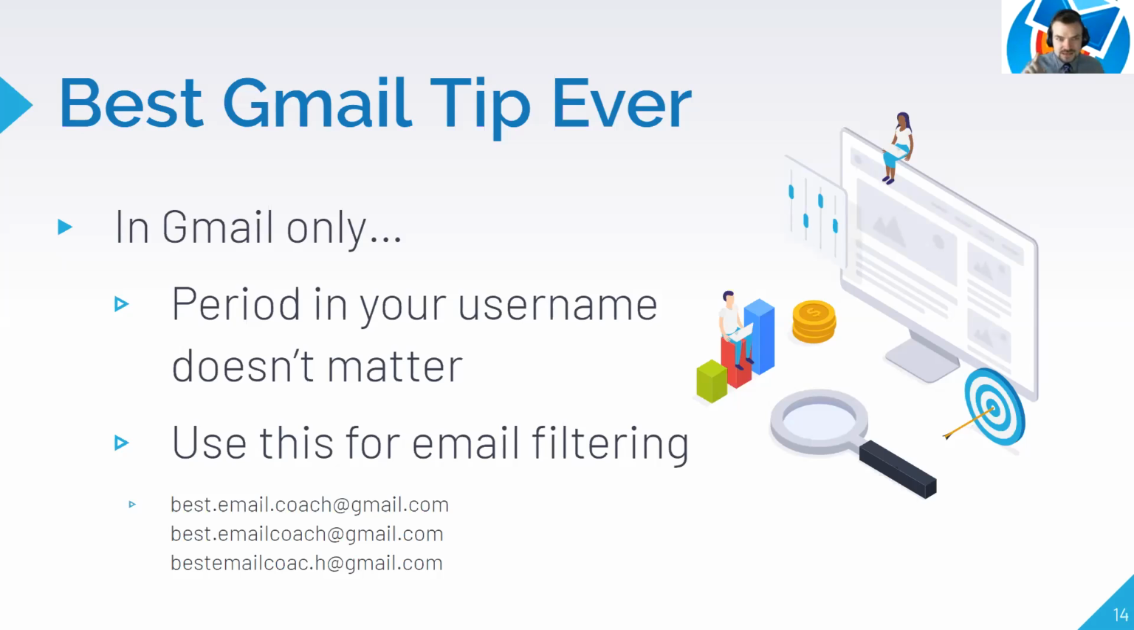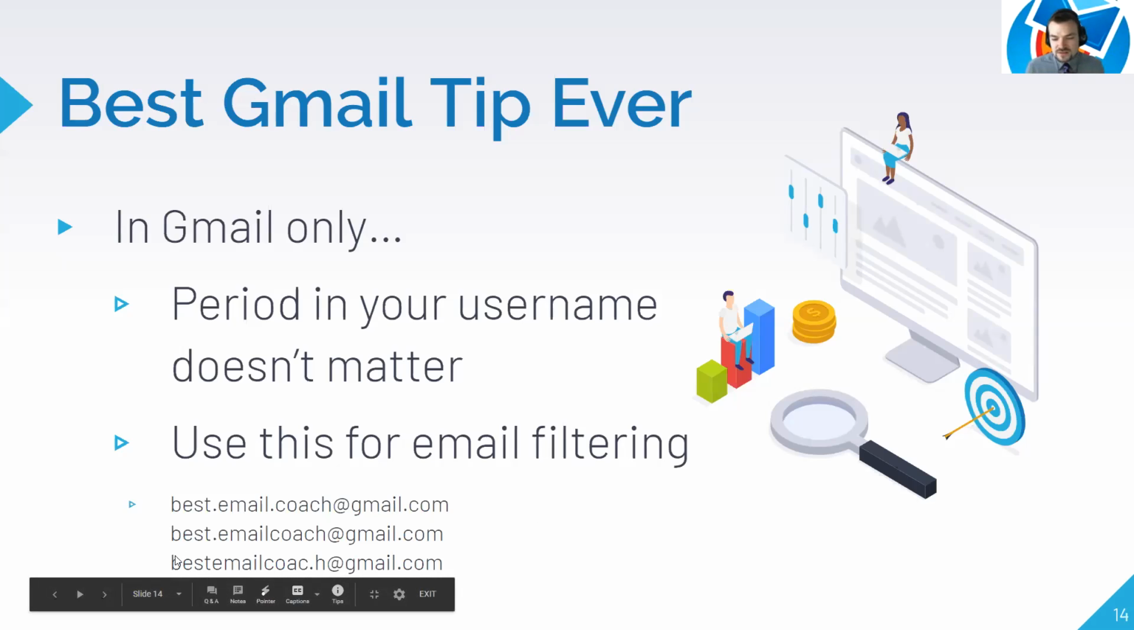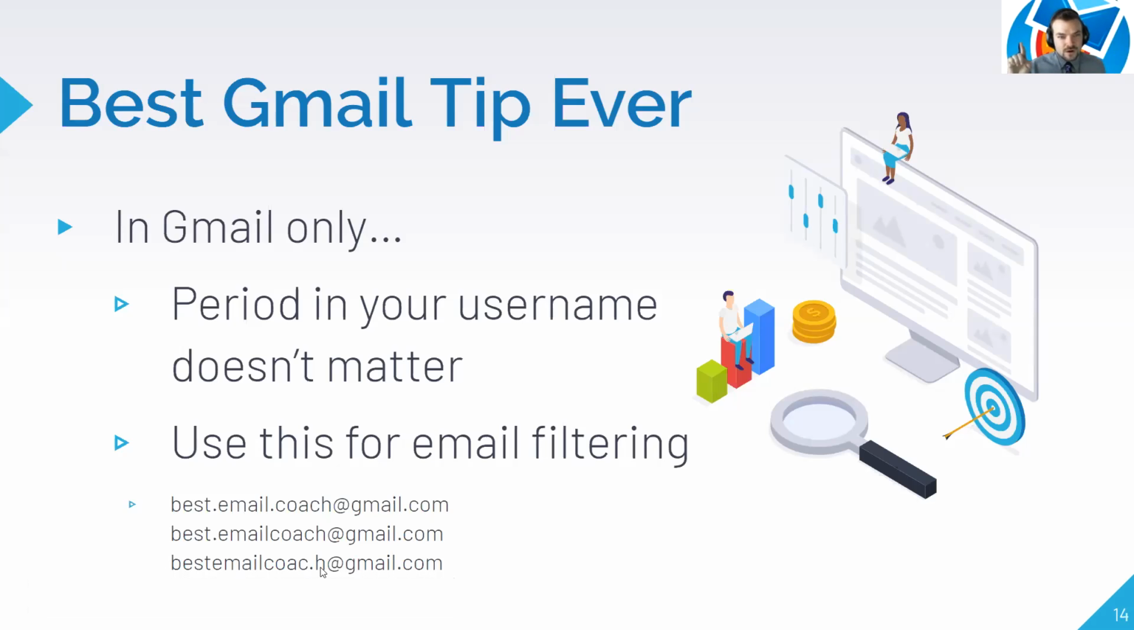But let's say you've got it all in one inbox. You don't want to differentiate the two. You've already started receiving those. You could do something like this: best email coach, but with a period before the H, and then automatically skip the inbox with those using the filter feature.